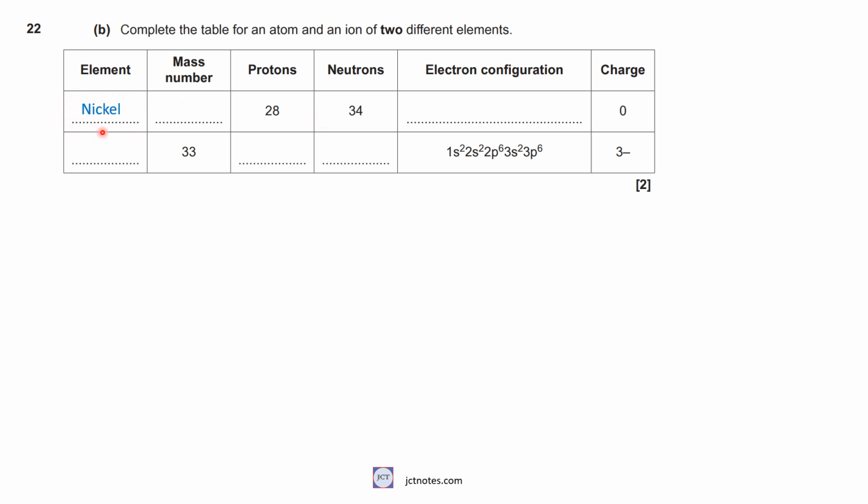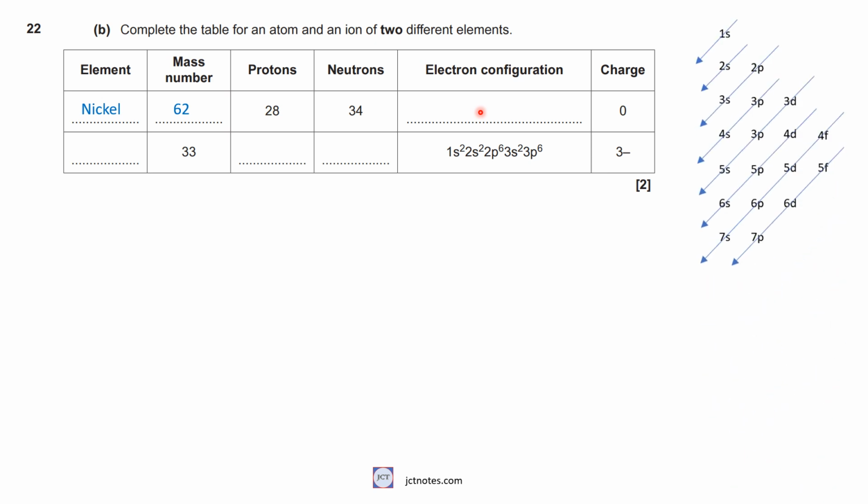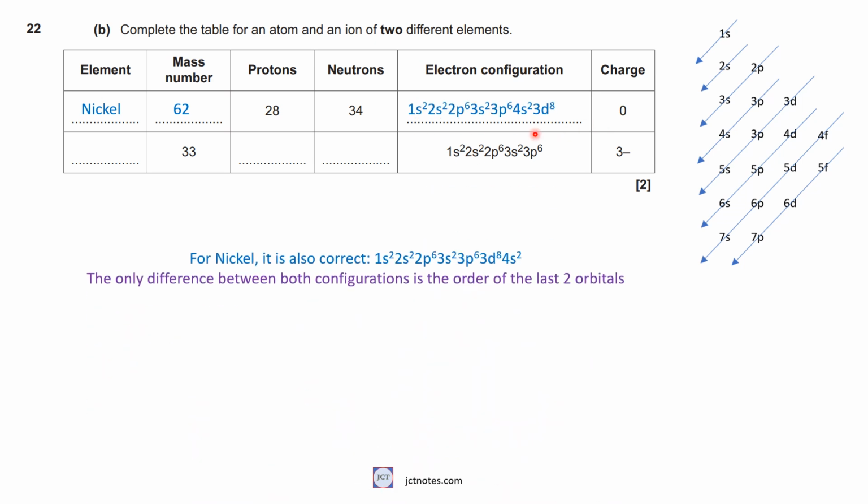The mass number can be calculated by addition of the number of protons and neutrons, 28 plus 34 equal to 62. We know that the charge is 0, therefore, the number of protons and electrons is the same, meaning that the number of electrons is also 28. We can fill an energy level diagram until we reach a total of 28 electrons. If you fill the diagram, you will get one of these 2 answers, both acceptable. Note that an alternative method is to use the periodic table to fill the energy level.